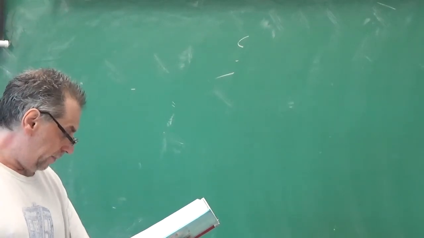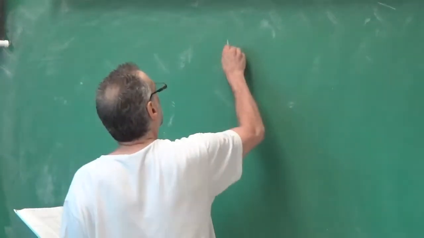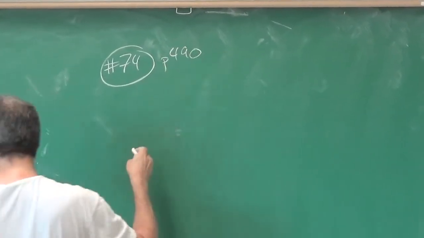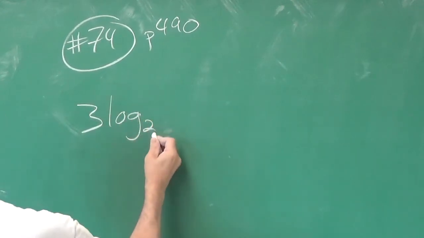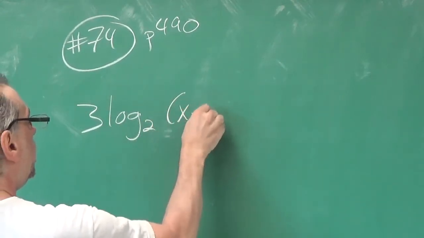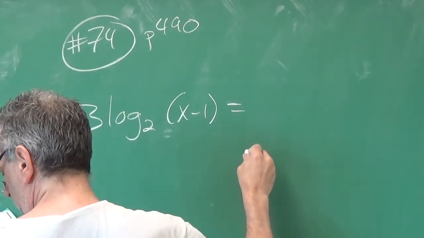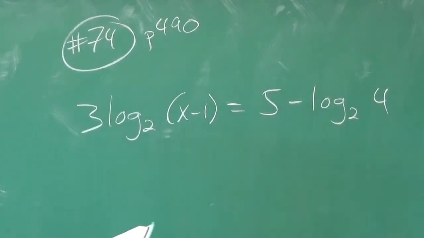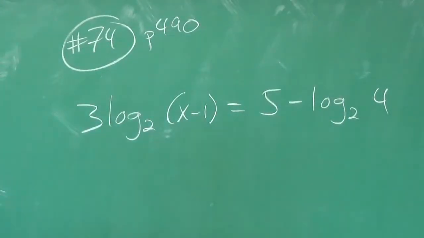So now we're looking at, let's say, number 74. Again, page 490. Number 74, we have 3 times log base 2 of x minus 1, and that's going to equal 5 minus log base 2 of 4. Okay, so that is quite obviously a logarithmic expression.